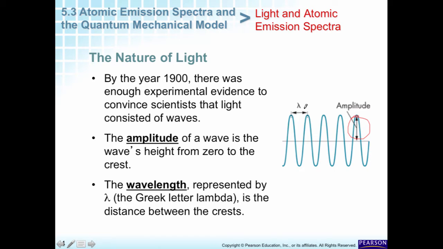We also have something called the wavelength. The wavelength is the distance between two peaks. Wavelength is symbolized by the Greek letter lambda. So lambda is a Greek letter that represents wavelength, and it's measured between crest and crest, or trough and trough. Amplitude is from the zero position up to the top or down to the bottom of the wave. So that's amplitude.